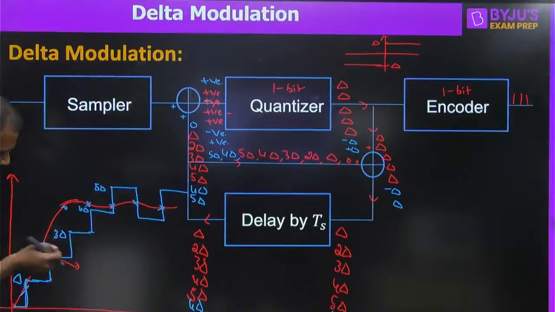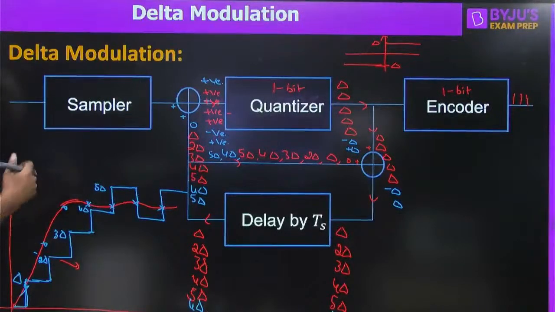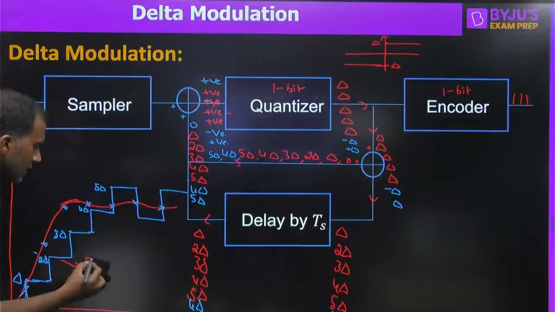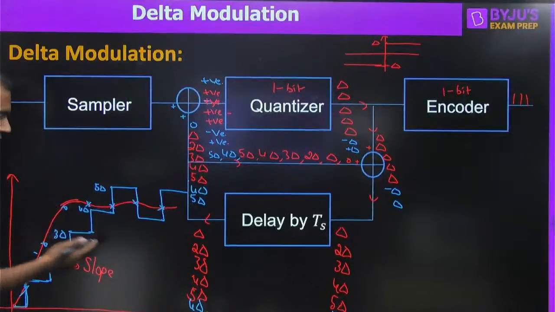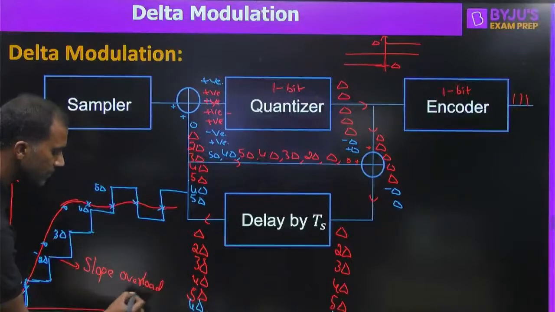These two speeds are important for us. So here, the distortion that we got here is because of signal speed dominating staircase speed. Because signal speed is overloading or dominating, we call this distortion. Whatever distortion we got here is because of more slope or more speed for the signal. So that's why we call it as slope overload distortion. We call it a slope overload distortion.